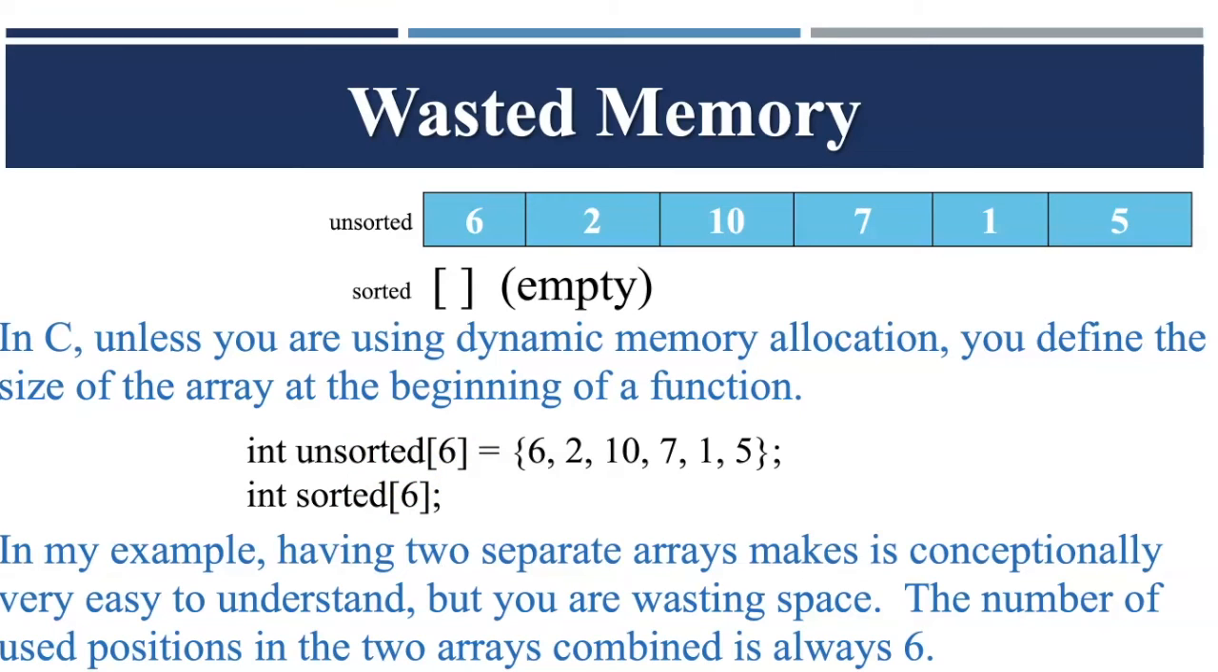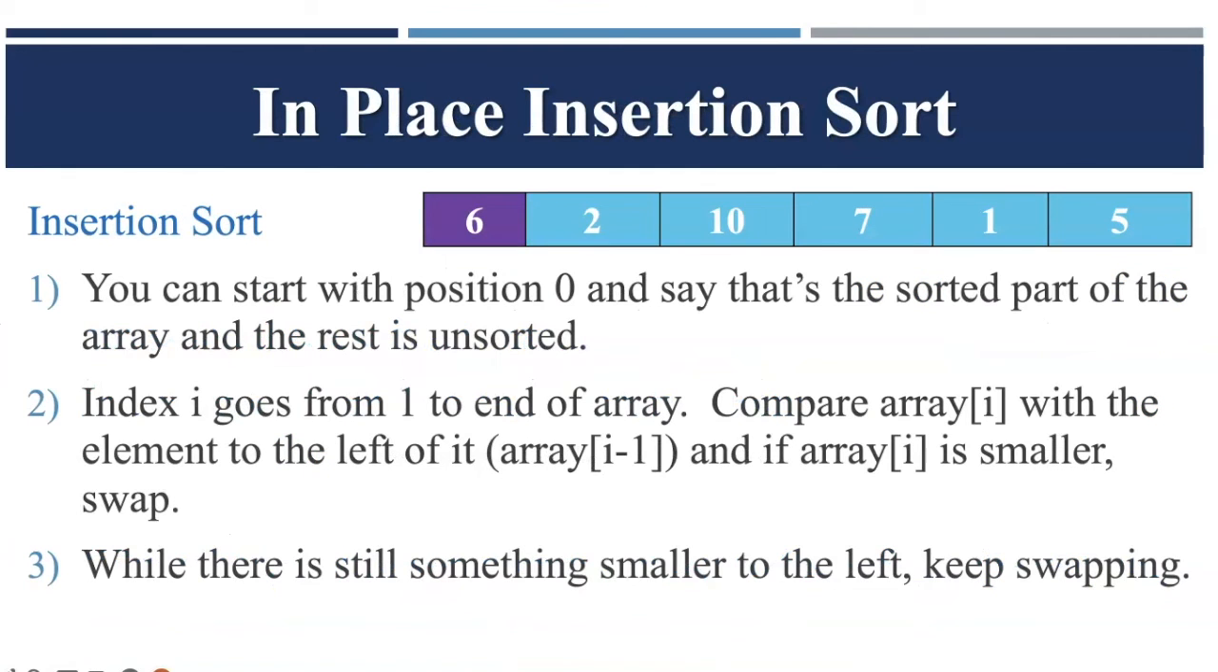And at any point in time, you could have just one array that has a sorted section and an unsorted section and use half the space. So it's not a big deal when you only have 6 numbers, but what if you've got thousands or millions of numbers? Then maybe that wasted space is going to be something you want to improve on.